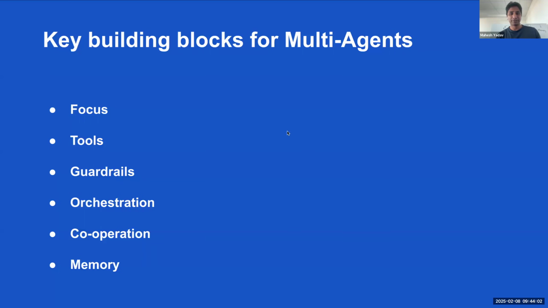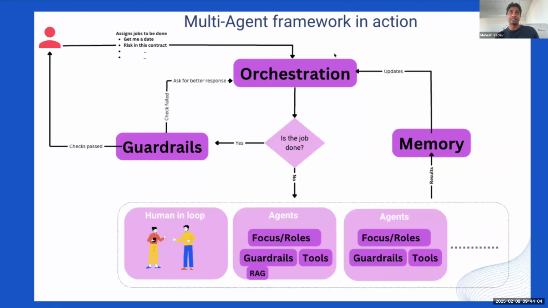So if I go here, then what happens is you go and you ask the agents to get me a date, risk in the contract. And the orchestration says, okay, I have a lot of agents. One agent can read this contract and find risks. One agent can read the contract and update your CRM. Based on the customer request, I need to see which one. It calls the agent. It can have a human in the loop also. At some point, it can call this human.